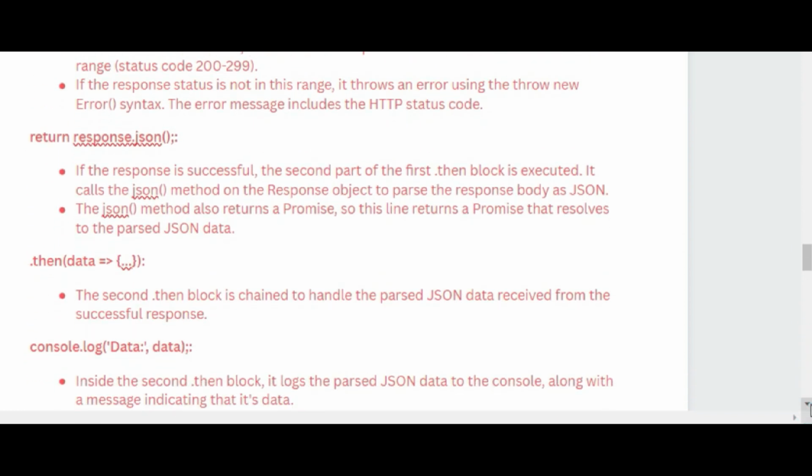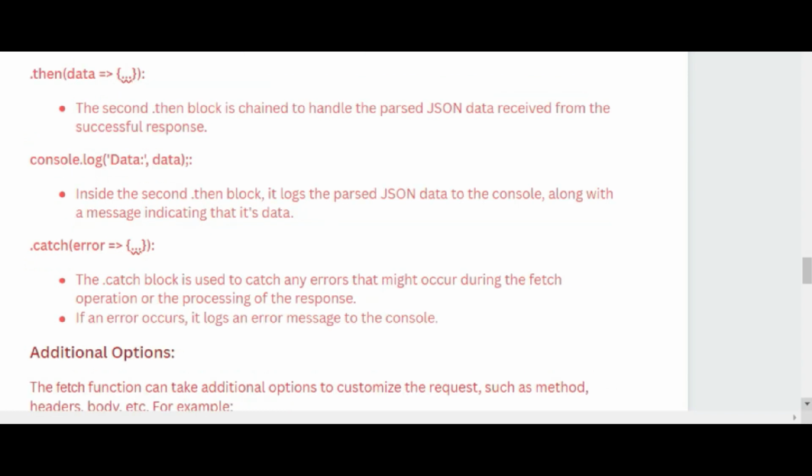Return response.json. If the response is successful, the second part of the first .then block is executed. It calls the json method on the response object to parse the response body as JSON. The json method also returns a promise. So this line returns a promise that resolves to the parsed JSON data. Dot then data. The second .then block is chained to handle the parsed JSON data received from the successful response. Inside the second .then block, it logs the parsed JSON data to the console along with a message indicating that it's data.